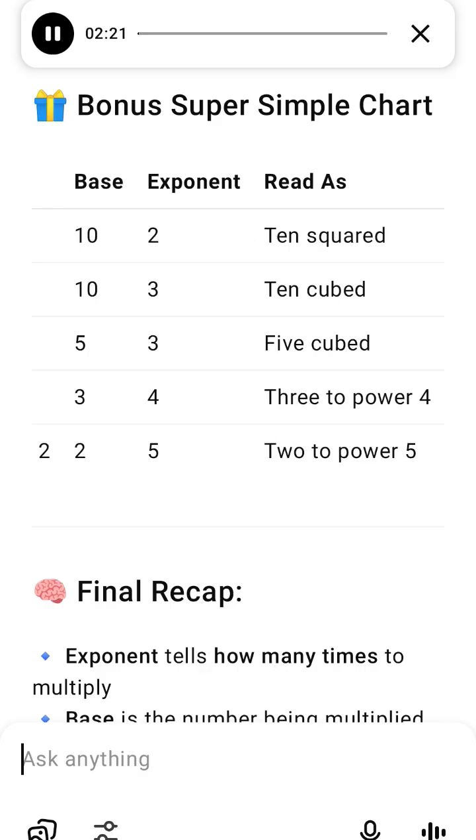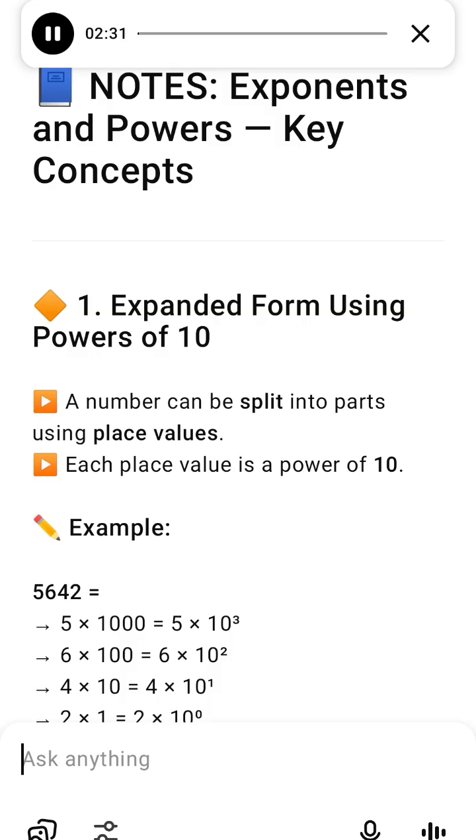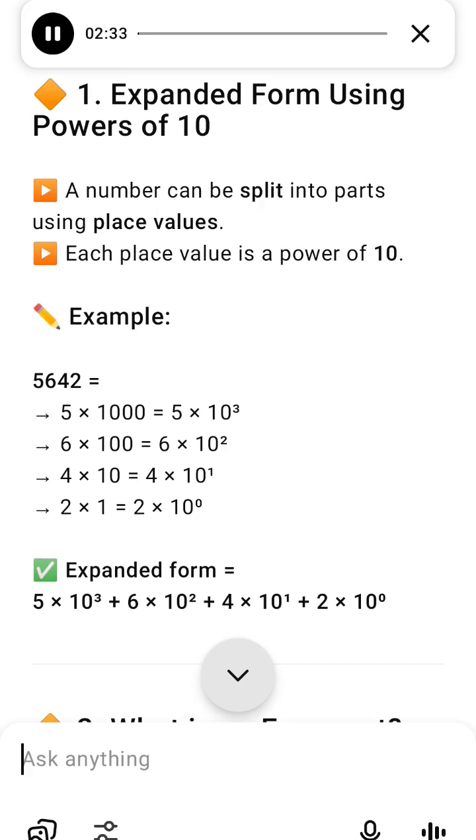7. Special names. Squared means exponent equals 2. Cubed means exponent equals 3. Examples: 4 squared equals 16. 5 cubed equals 125. 10 squared equals 100. 10 cubed equals 1,000.